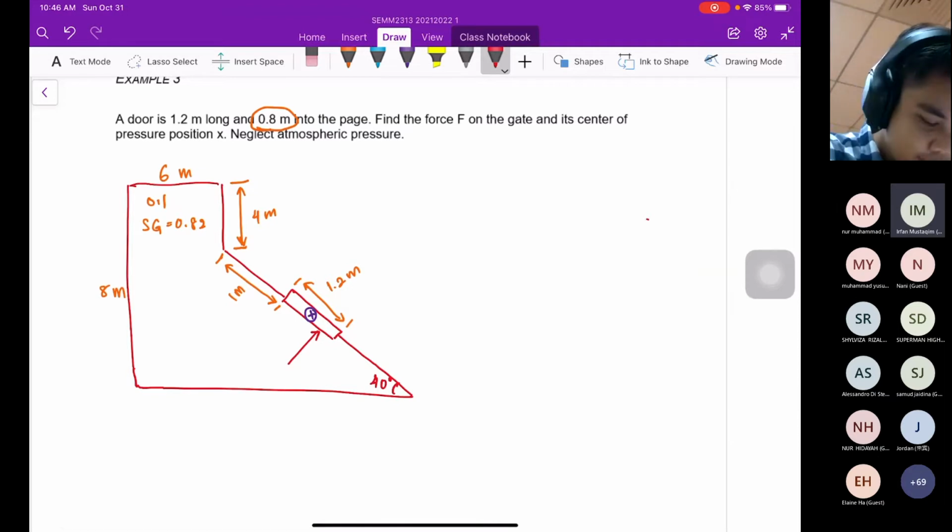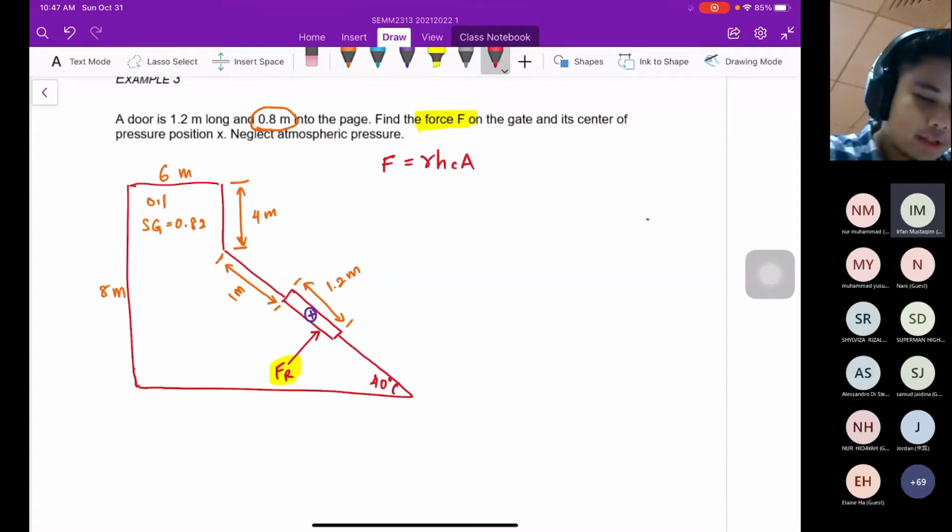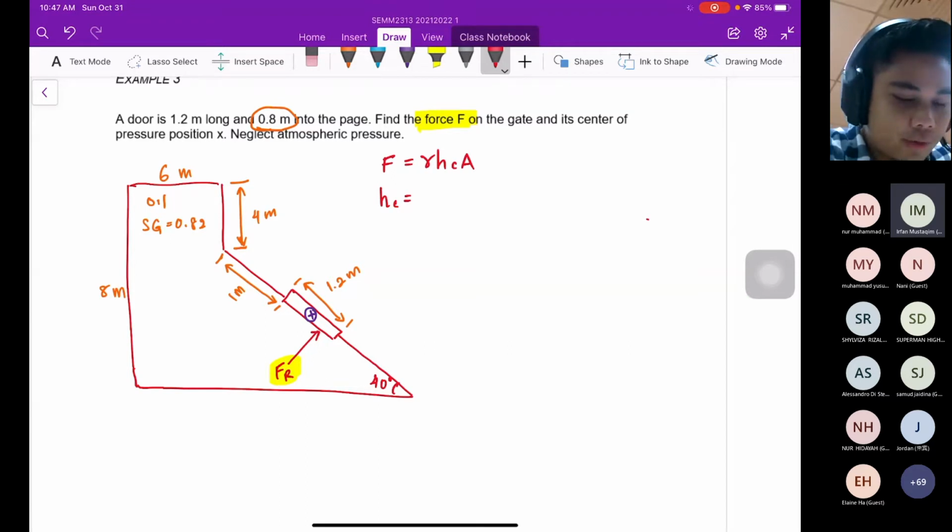Okay, this is the resultant force, FR. So our first step, we need to calculate the force, which is this one. So how to calculate this? Use our equation, F equals gamma HC A. This is what we derived before, yeah. So our difficulty here is HC. How to find the HC? HC is basically the location of the centroid, the height of the centroid to the surface.